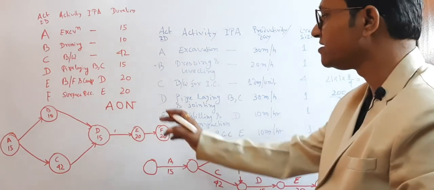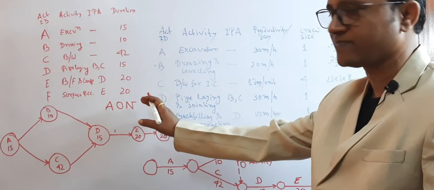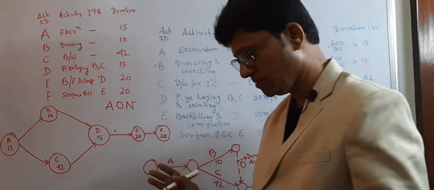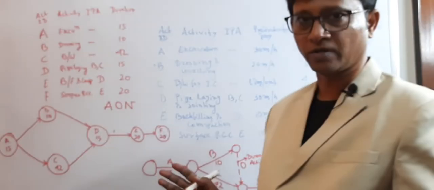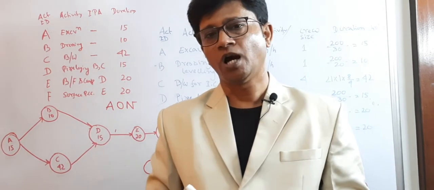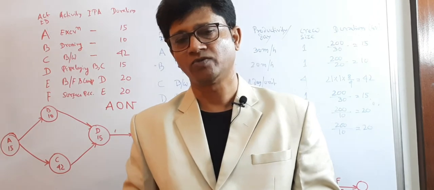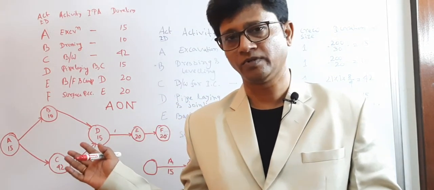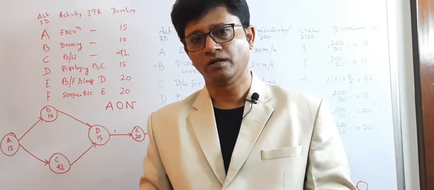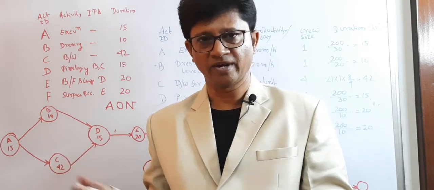This AON activity is very simple, and nowadays it is in much more practice than the AOA arrow, though I have shown you both methods for clarity. In my next video I'll be moving on to the critical path method, and there I'll be describing the slack calculations and the LET and the EET.